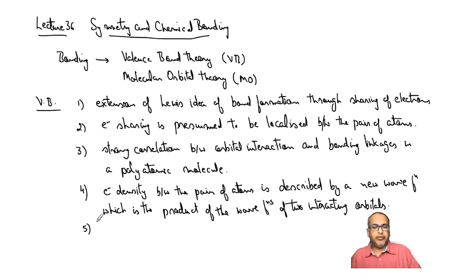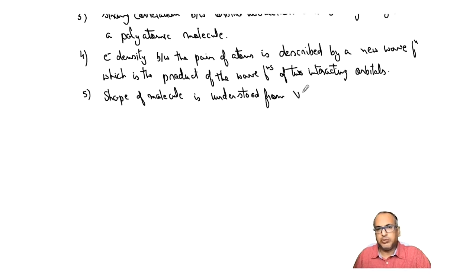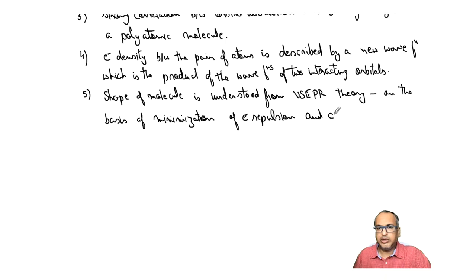And fifth is shape of the molecule. How do you define the shape of the molecule? The shape of the molecule is understood from VSEPR theory. I'm not going to go into details of what that is. We'll just briefly say, on the basis of minimization of electronic repulsion and consideration of atomic sizes.